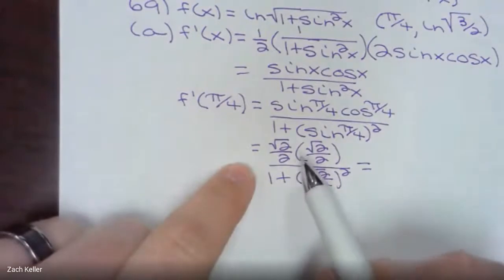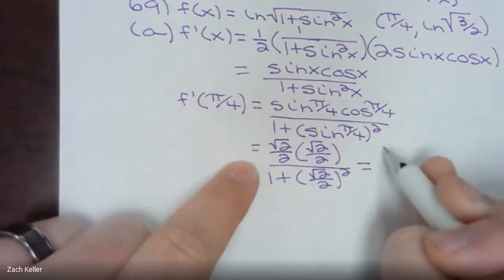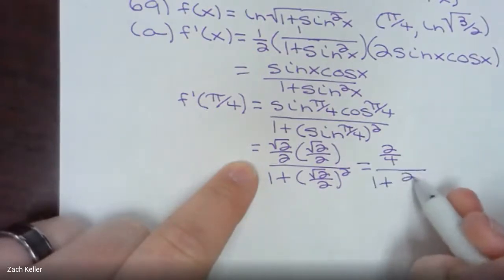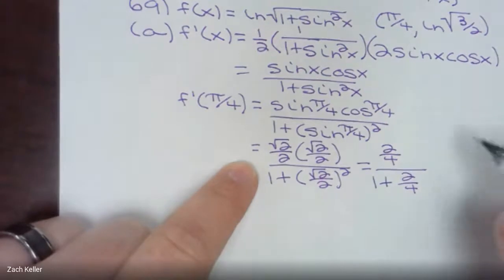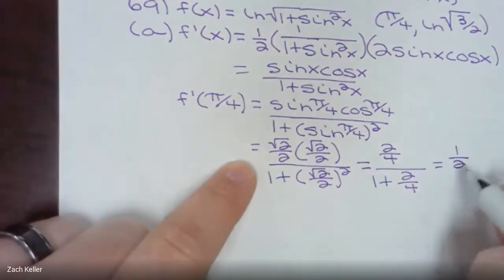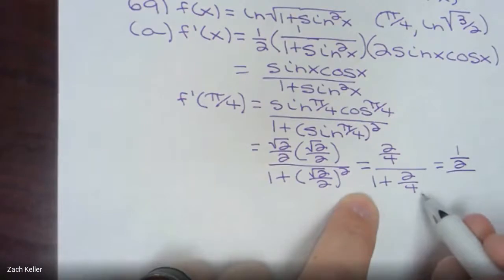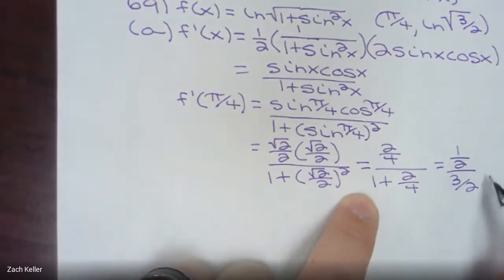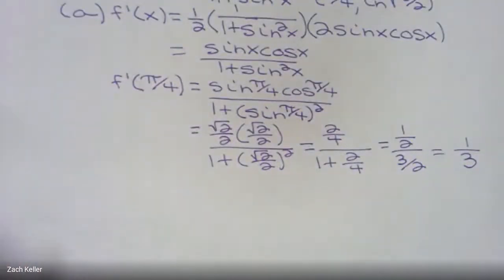Multiply on top, that gives me square root of 2 times square root of 2, 2 over 4. And then 1 plus 2 over 4 gives me 1/2 over 1.5, so 3/2. The denominators are the same, so it's a complex fraction, or you can think about multiplying by the reciprocal. If I multiply the top by 2/3, the 2's cancel and that just gives me 1/3. So the slope of the tangent line is 1/3.